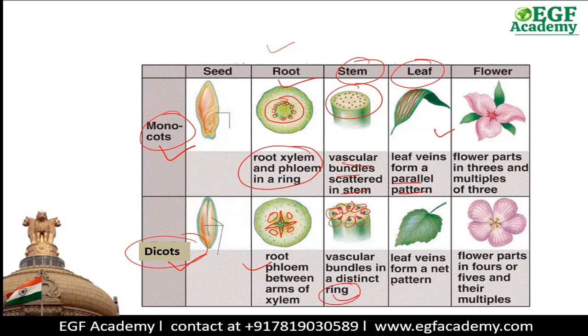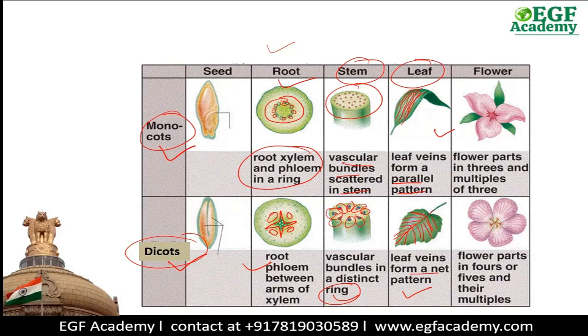And the veins in the dicot plant leaf are present in the net form. This is the main vein of the leaf, and then these are the lateral veins. So any type of arrangement can be there, but the veins are not parallel in the dicots, while in the monocots, the veins are always parallel.